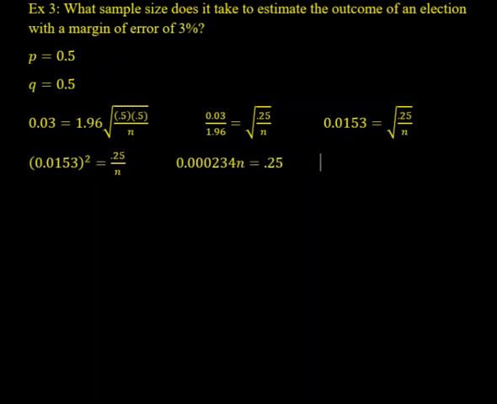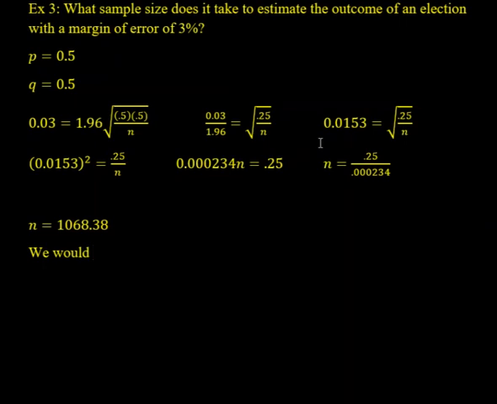Now we've got to get the n alone, so divide. So I'm going to have n equals 0.25 divided by 0.000234. And this comes out to be a sample size of about 1,068.38. This is why you see a lot of times like Gallup polls and everything, they surveyed 1,050, 1,100 people. That's all you really need.